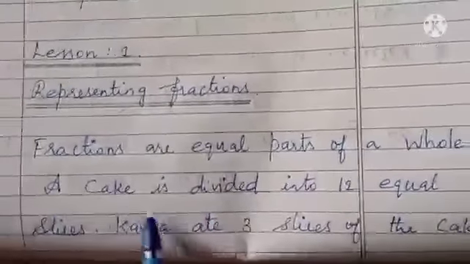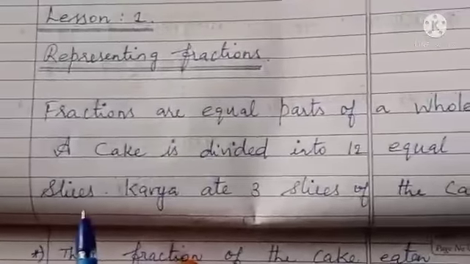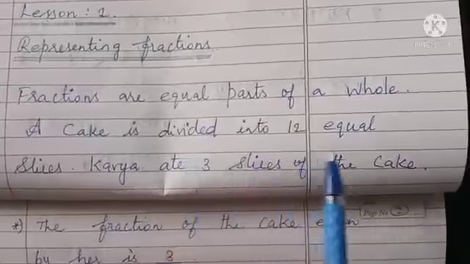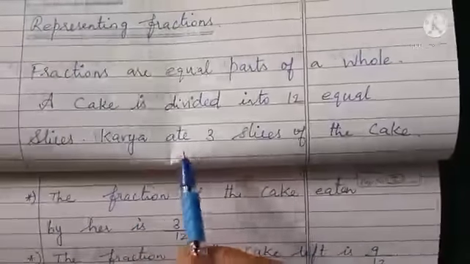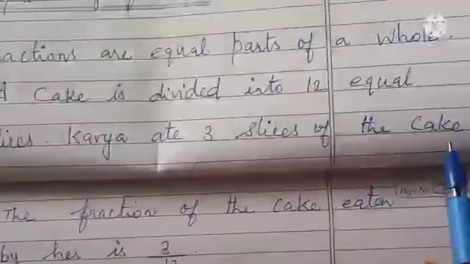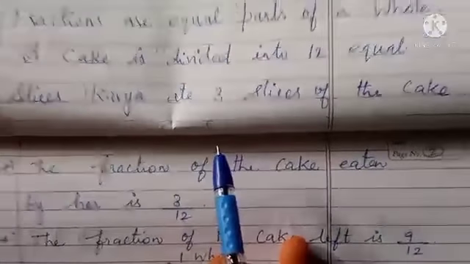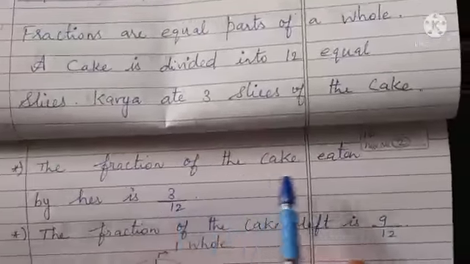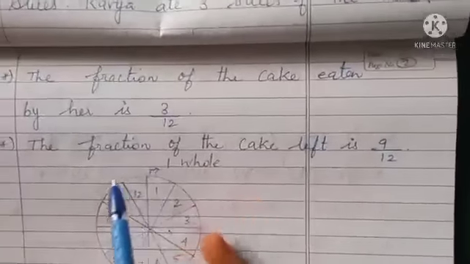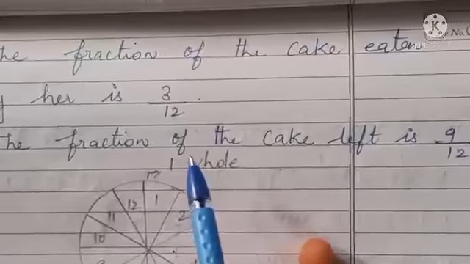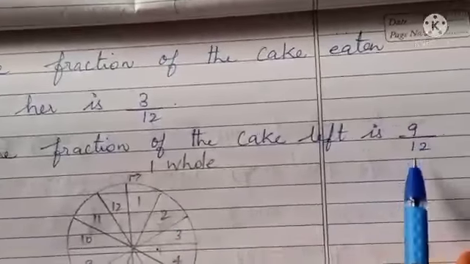Now a cake is divided into 12 equal slices. We are going to divide the cake into 12 equal parts. Now Kavya ate 3 slices of the cake. We are going to find in fractional format how much she had eaten. The fraction of the cake eaten by her is 3 by 12. After that we are going to find how much of the cake is left over. So the fraction of the cake left is 9 by 12.